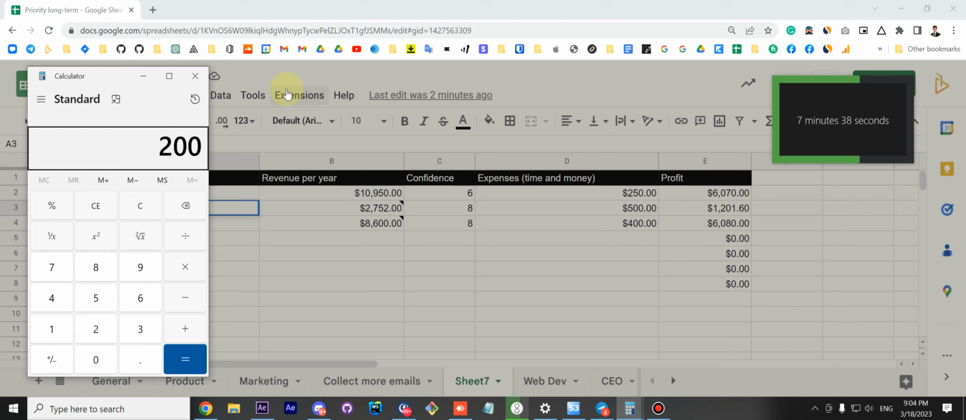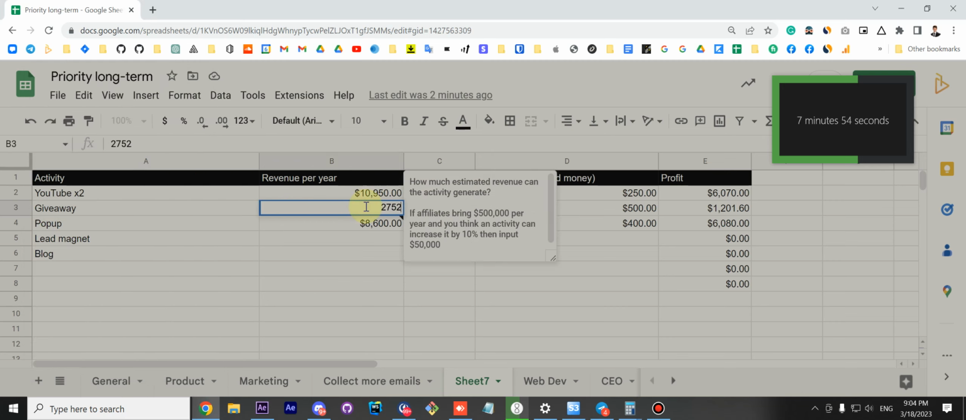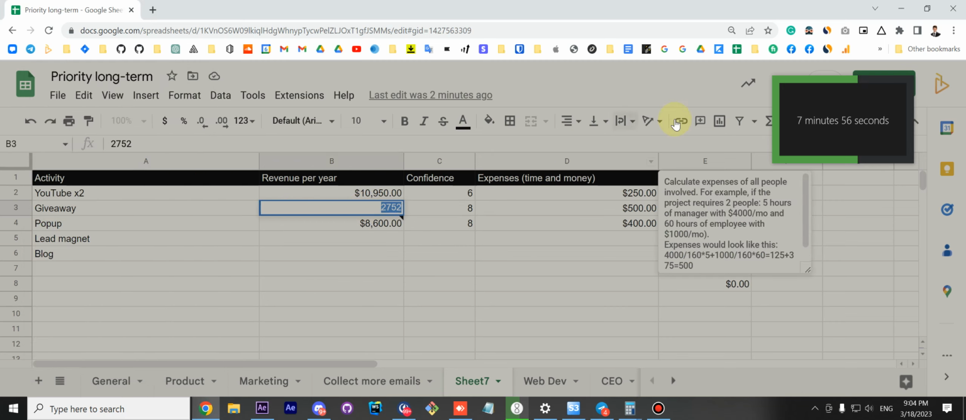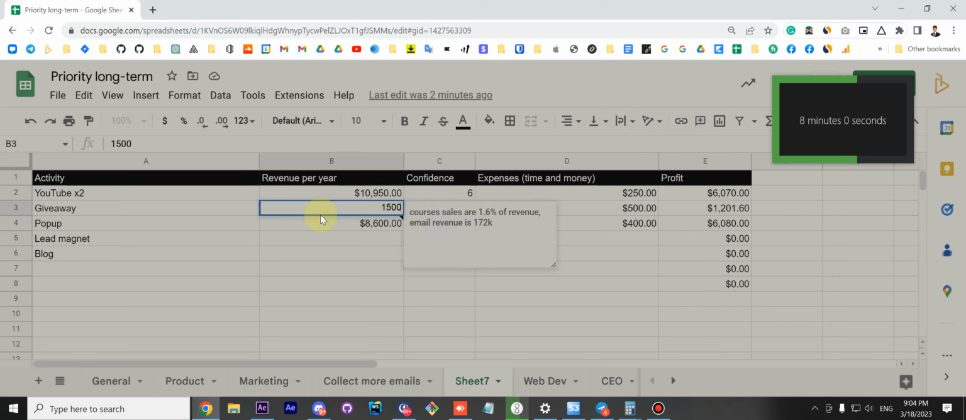So that's how many emails you might get. Even if you go up to 500, it's still not a lot. Maybe you can run it 2-3 times a year, so you can make 1500.